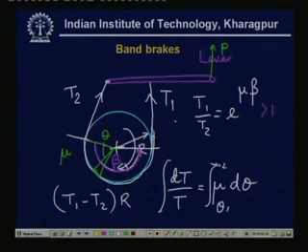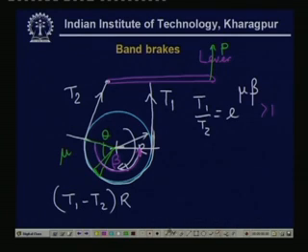Now, if we consider the free body diagram of the lever, this part is known, where mu is the coefficient of friction. Once we draw the free body diagram of the lever, it looks like this. This is the free body diagram of the lever, and this is the hinge point.